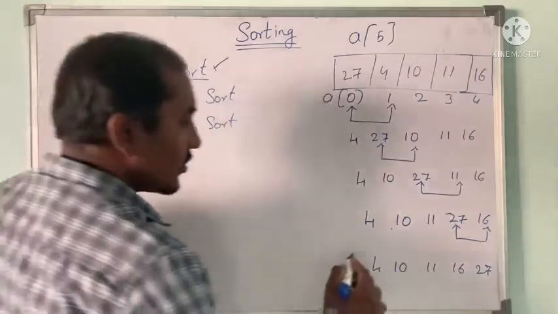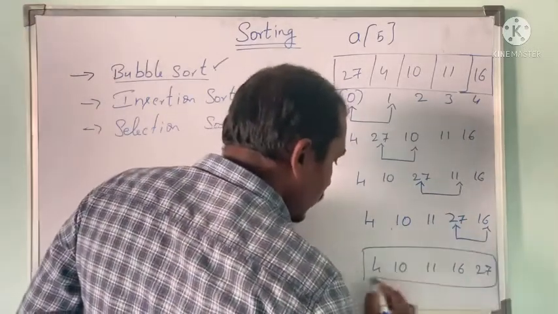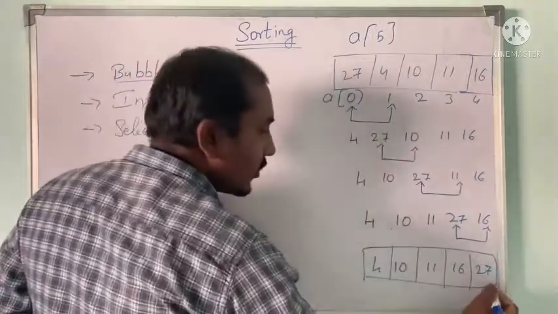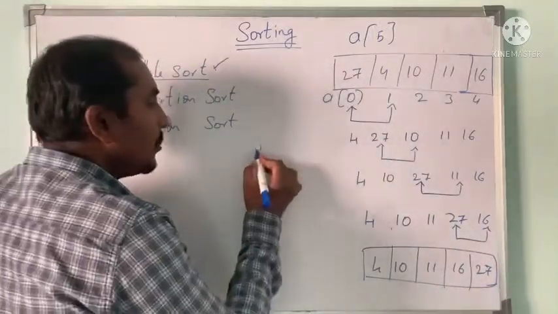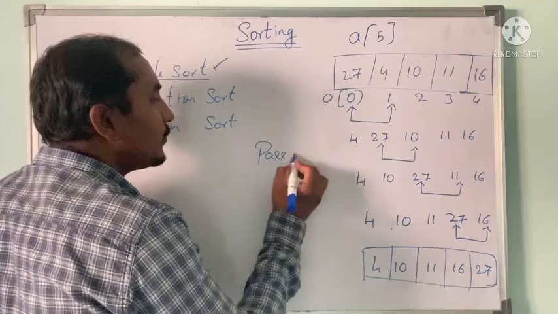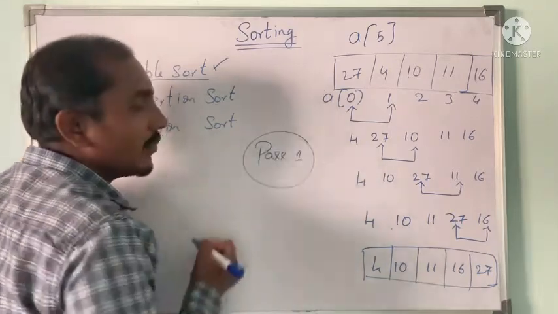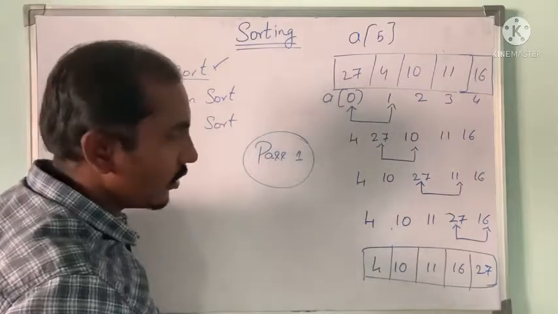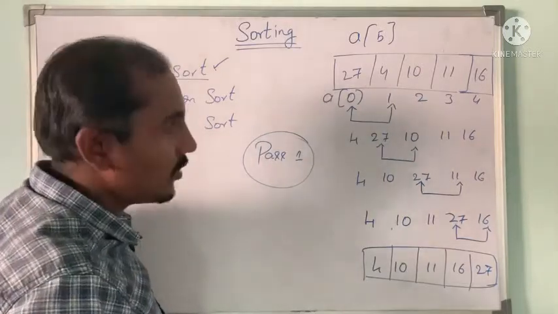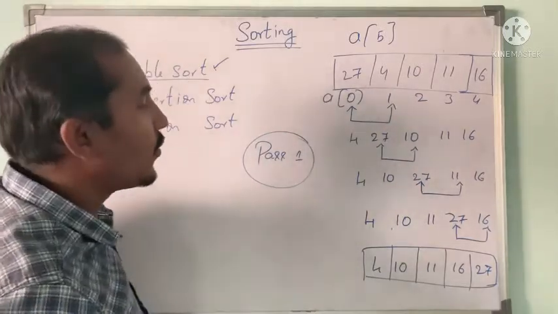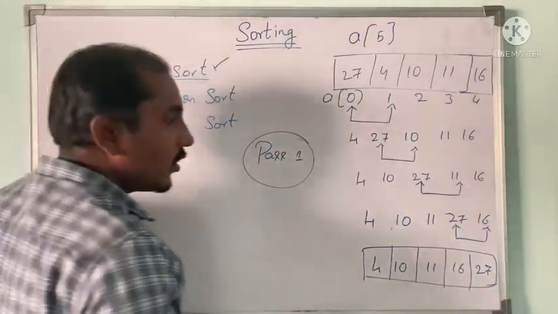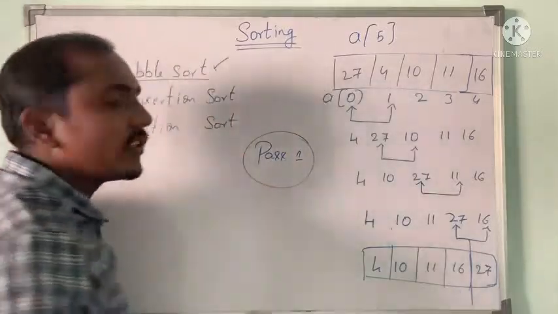So this is how. Once we have started with 0 and ended at the last position, this completes pass 1. Now pass 1 has completed. If you can see, the elements are already in ascending order. If that is not in ascending order, we will go and select another set of elements.